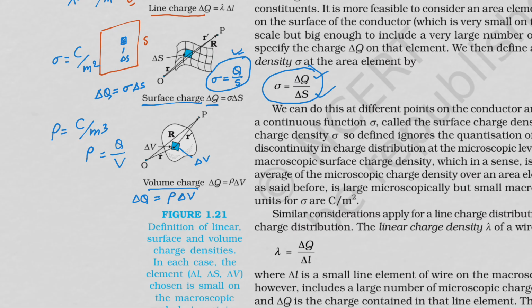Because charge is distributed uniformly, continuously, it means an equal amount of charge is at a given unit area. So in that way, both the ratios are giving the same value.